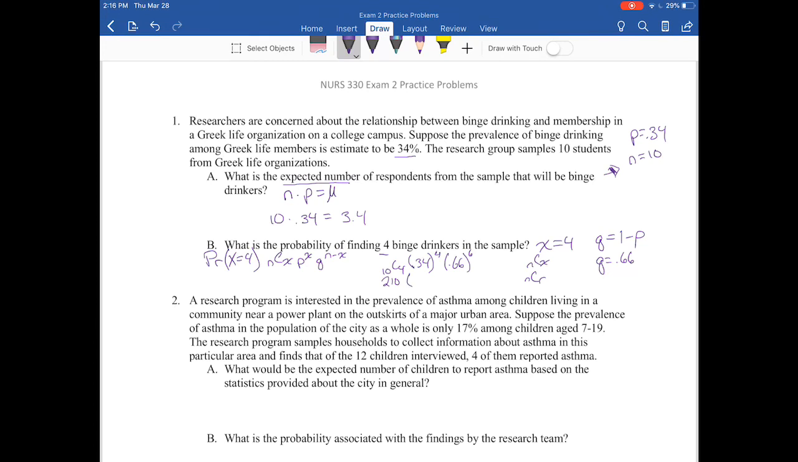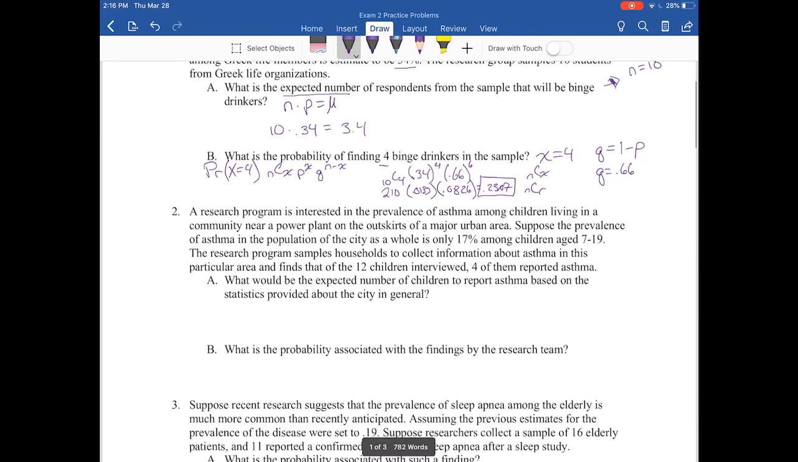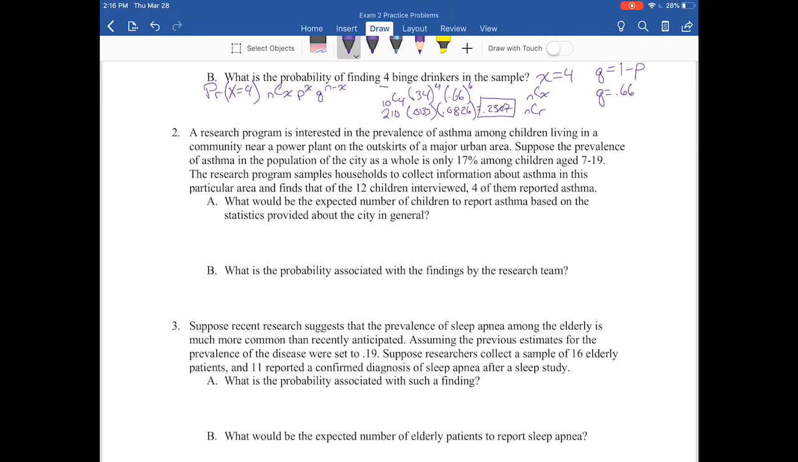And then that's going to be multiplied by 0.0133 times 0.0826, which is going to give you a value of 0.2307. So that is your answer. What is the probability of finding 4 binge drinkers in this sample? That's 0.2307, or 23.07%.